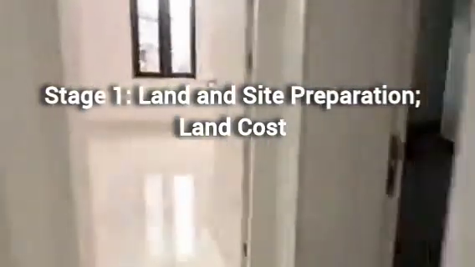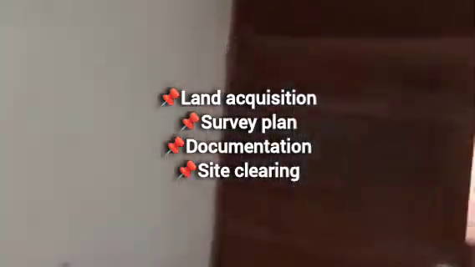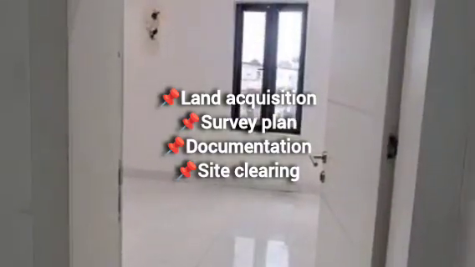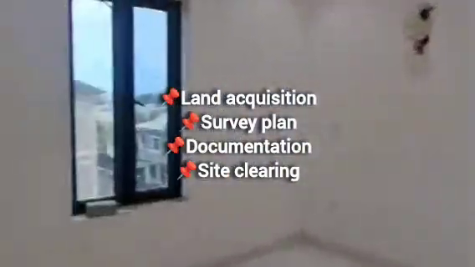Stage 1. Land and site preparation. Under it, we have the land costs. We have the land acquisition, we have the survey plan, we have documentations, and we also have the site clearing before the building starts. So before construction begins, you need a land.